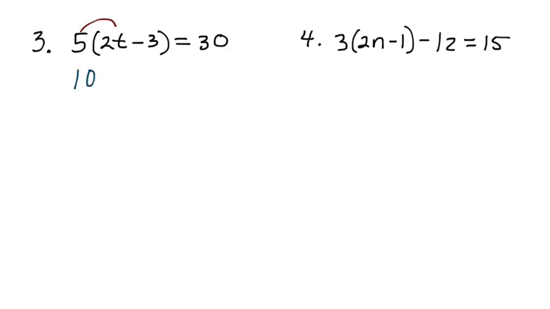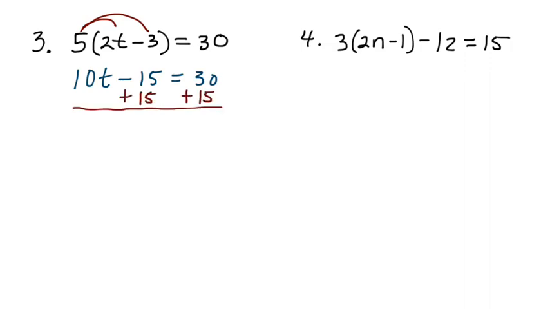5 times 2t is going to be 10t. 5 times a minus 3 is going to be negative 15. We'll write that as a minus 15. And then on the other side we have 30. So notice we're down to a two-step equation. All we had to do was simplify. We'll add 15 to both sides, and then at that point we need to divide by 10.